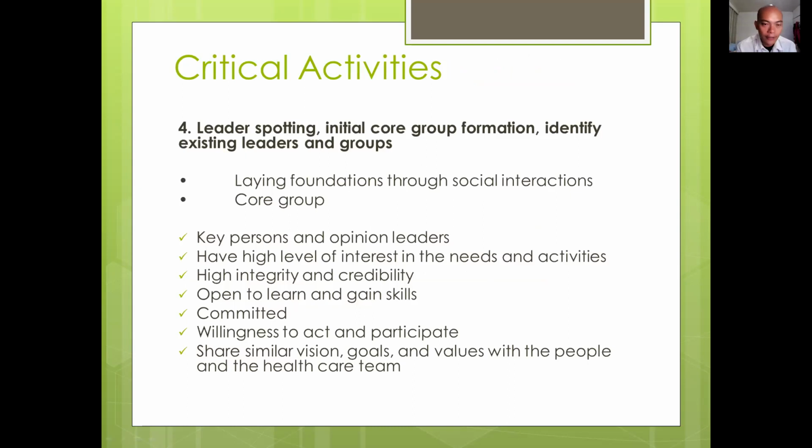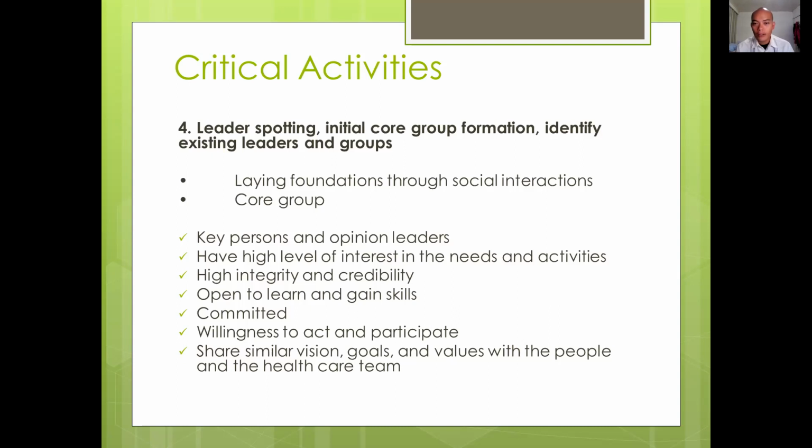Okay, going back to the critical activities. Okay, number 4 in your critical activities, leader spotting. Initial core group formation, identify existing leaders and groups in the community. So leader spotting, looking for people in the community aside from of course the barangay captain and the barangay officials, mga leaders lahat yan. But aside from them, who else in the community ang sa tingin niyo leader? For example, so sino yung pinapakinggan? Nung nagtambay kayo sa store, sino yung pinakamalakas yung opinion? Kanino sila nakatingin lahat? For example, sino yung pinakamagaling magkwento?